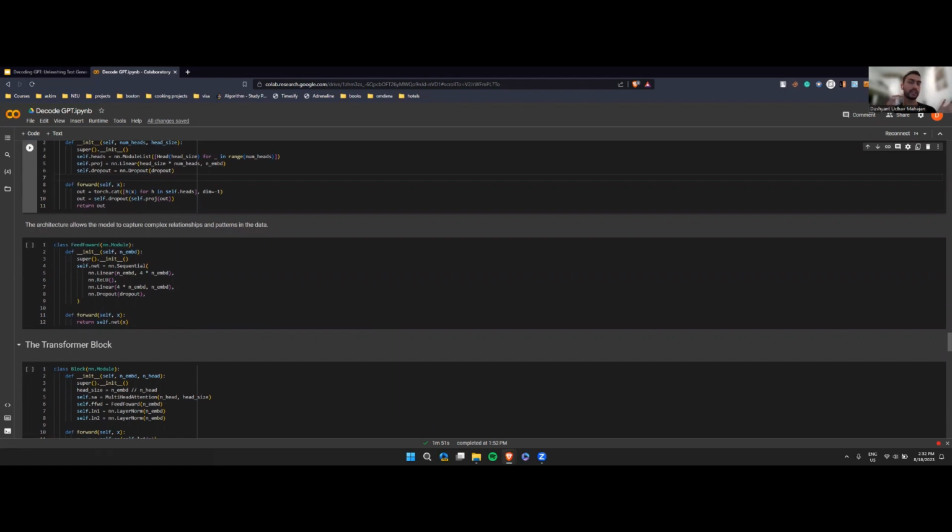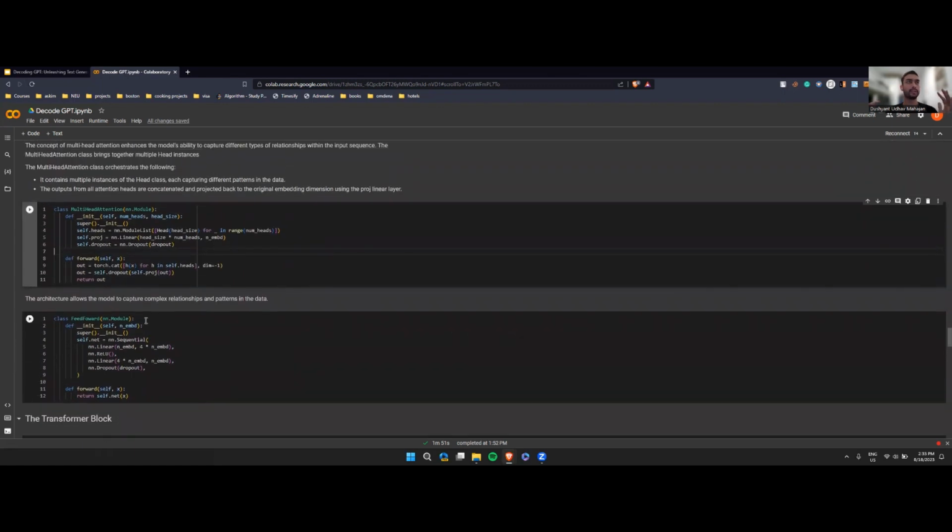For every key, value, and query pair, this multiple head will give us multiple different weights. The output from multiple attention blocks are concatenated using this feed forward network. So let's break it down simply. We have attention head, then we have multi-head attention. So we use multiple attention heads in the multi-head attention.